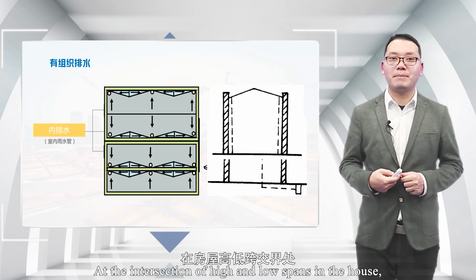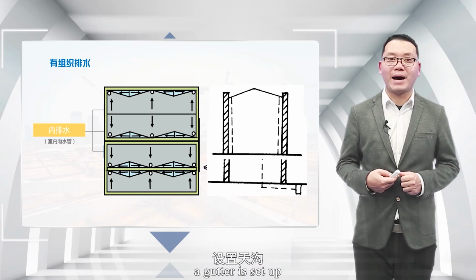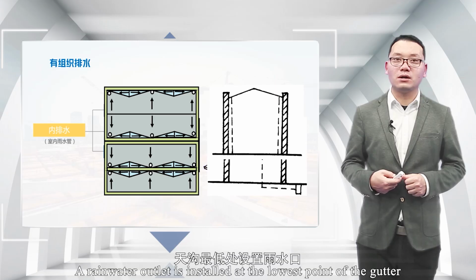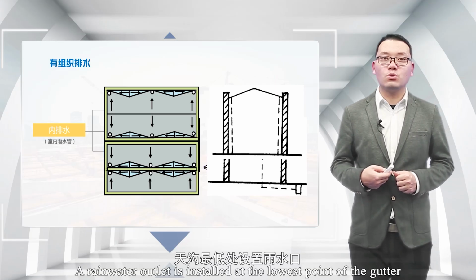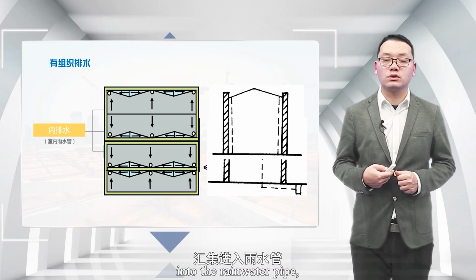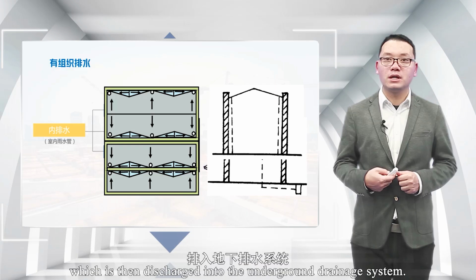At the intersection of high and low spans in the house, a gutter is set up to create a drainage slope. A rainwater outlet is installed at the lowest point of the gutter to collect rainwater into the rainwater pipe, which is then discharged into the underground drainage system.